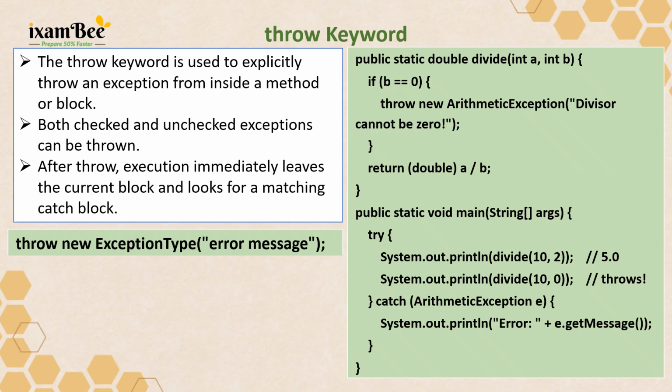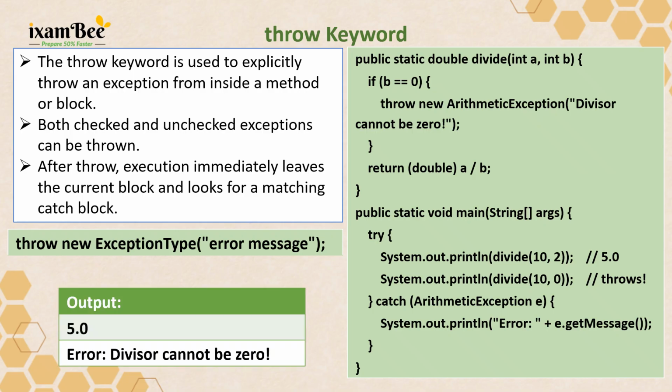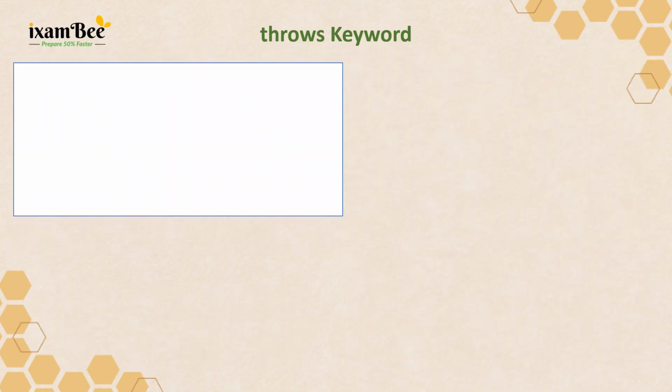But in case you are trying to divide by 0, it throws an exception which is caught by the arithmetic exception e, and the system.out.println error plus e.getMessage is going to be executed. So the output would be 5, which is the actual division of 10 by 2. And when we try to divide 10 by 0, it will give us the message error, divisor cannot be 0. So this demonstrates how you can use the throw keyword to create a new throw and catch it in the relevant block.